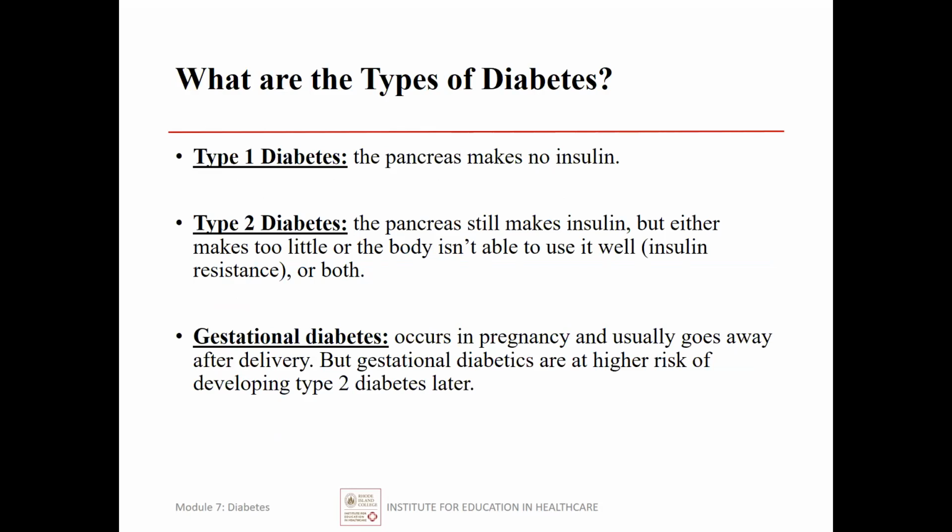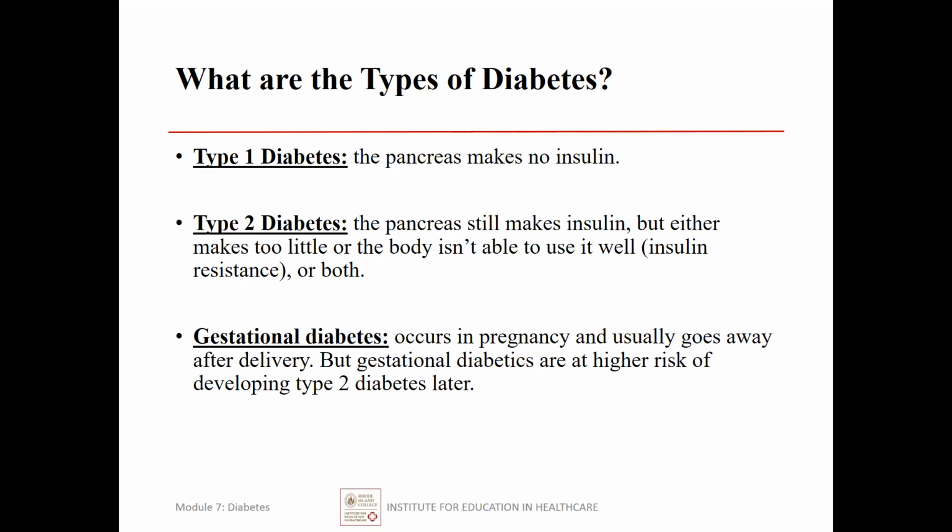There are 3 different types of diabetes. In type 1 diabetes, the pancreas makes no insulin at all. In type 2 diabetes, the pancreas still makes some insulin, but either it makes too little or the body's not able to use the insulin well, and that's called insulin resistance. Or in some cases, both of those things are happening at the same time.